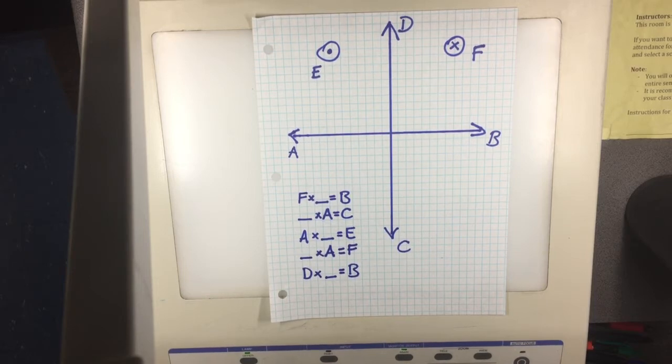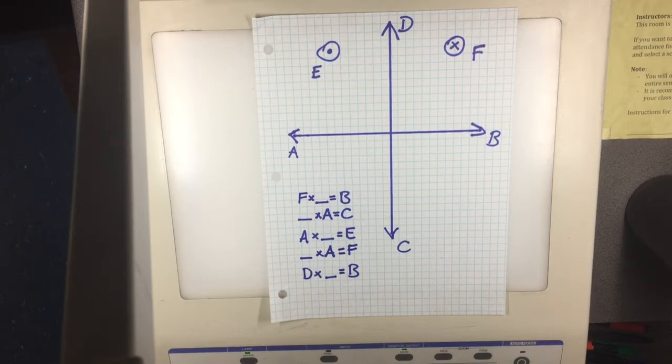Now for the second one, I don't give you the first part. I give you the second and third. Blank cross A is equal to C. So A is left-right, C is top-down, which means our choices are either E or F. So we have to start with E. E is out of the page towards the back of the room. A is that way, so the thumb points towards the floor, which is C.